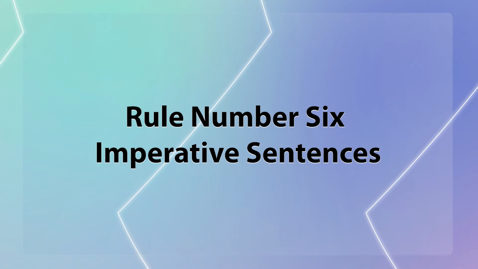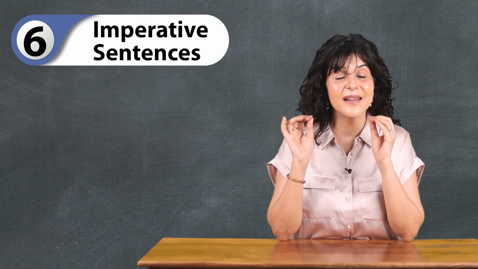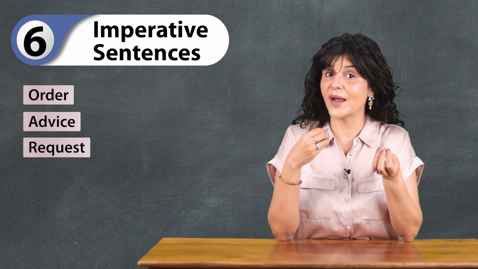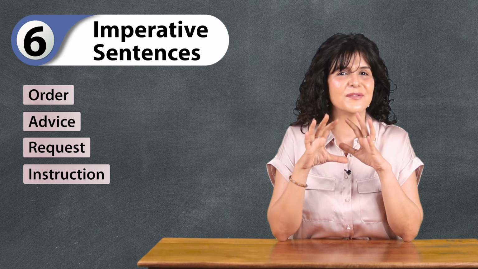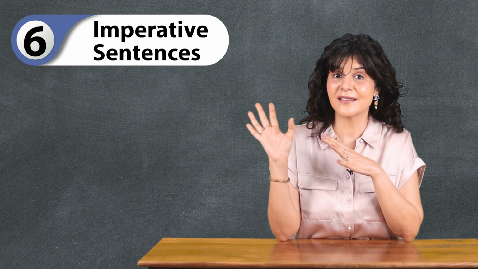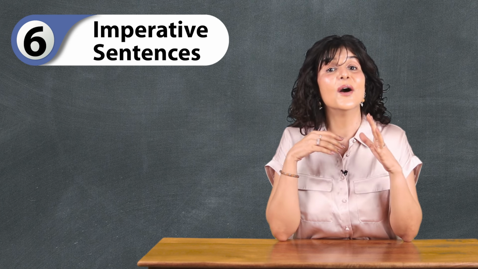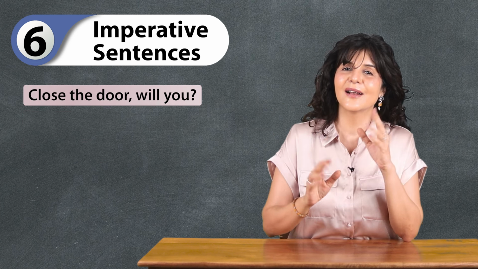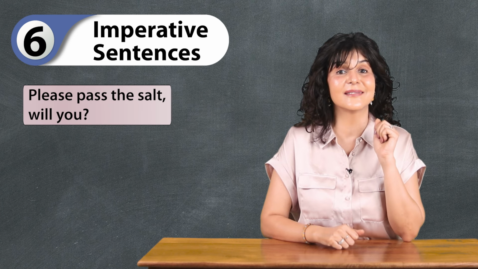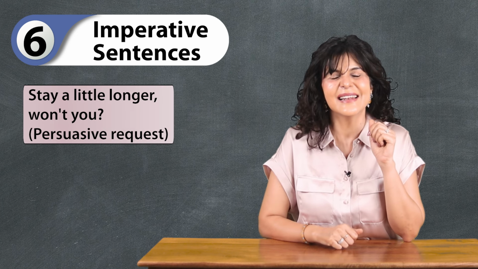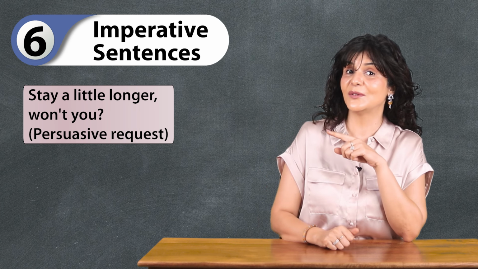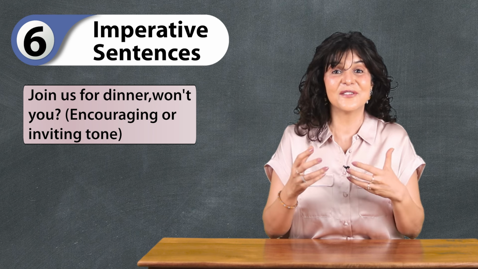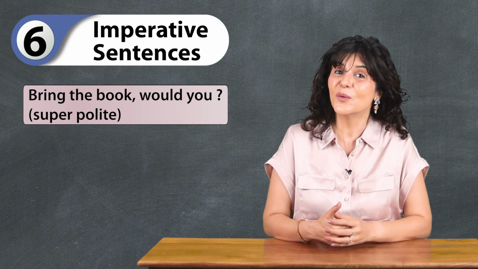Rule number 6, imperative sentences. Imperative sentences could be an order, an advice, a request or an instruction. This is very simple. For imperative sentences, the question tag uses either will you, won't you or would you. Examples: close the door, will you? Please pass the salt, will you? Stay a little longer, won't you? Persuasive request. Join us for dinner, won't you? Encouraging or inviting tone.